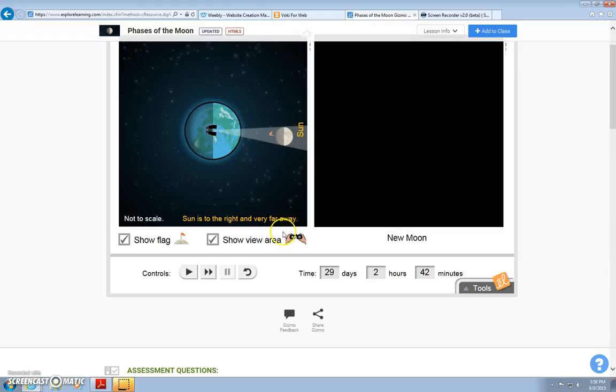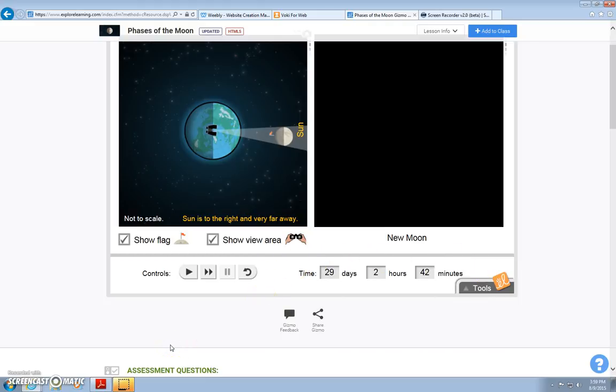As I said before, both sides of this simulation tell you a lot of information. This shows you the perspective of an astronomer or an astronaut floating in space, and this shows you what you would be seeing from Earth. And also, this shows you what part of the moon phase cycle we're in according to the number of days.